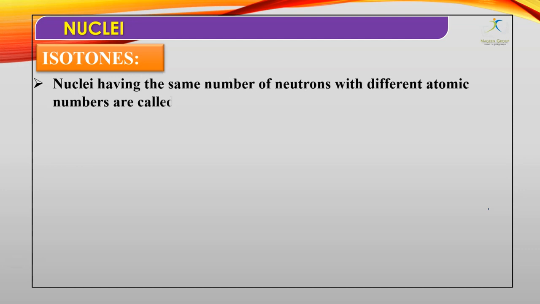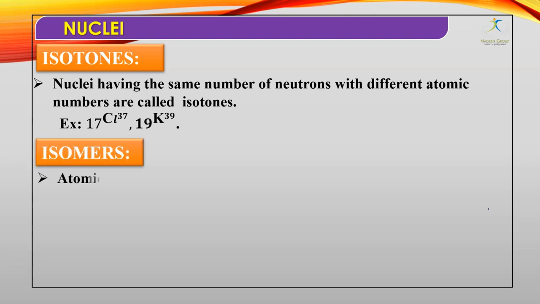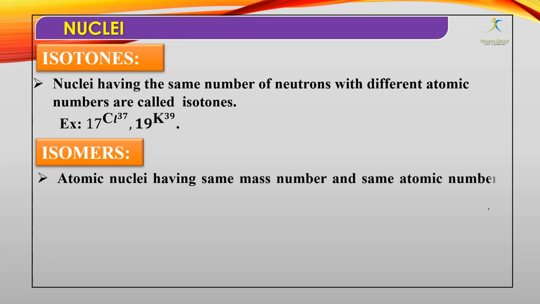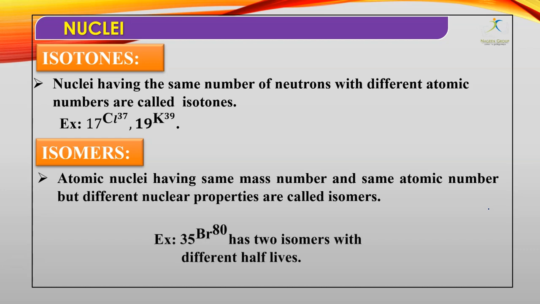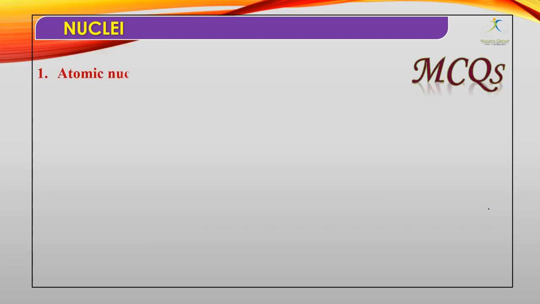Isotones. Nuclei having the same number of neutrons but different atomic numbers are called isotones. For example, 17Cl37 and 19K39. Isomers: atomic nuclei having the same mass number and the same atomic number, but different nuclear properties, are called isomers. For example, 35Br80 has two isomers with different half-lives.